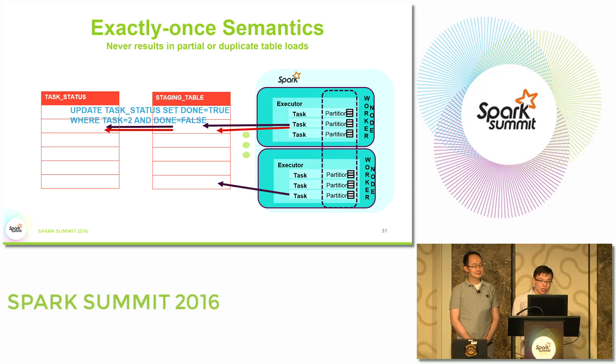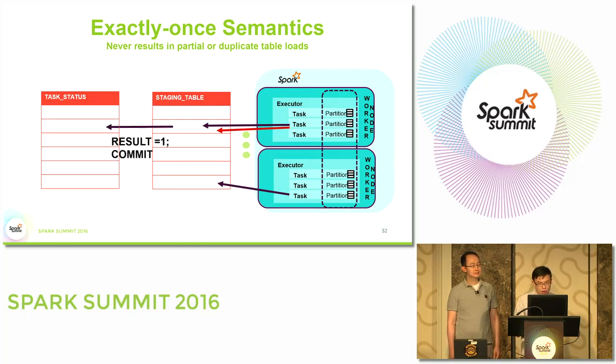The way we do that is we tell each Spark task to update this task status table, and to set the status done equals true, where the task equals its own task ID. Now in this case, since there are two of these tasks and this operation is atomic, only one of them will be able to succeed. So the black arrow, since it got there a little bit sooner, will get a result of 1, and it'll commit the result that it wrote to the staging table. In the other case, the red task will get a result of 0, and it has to roll back what it did.